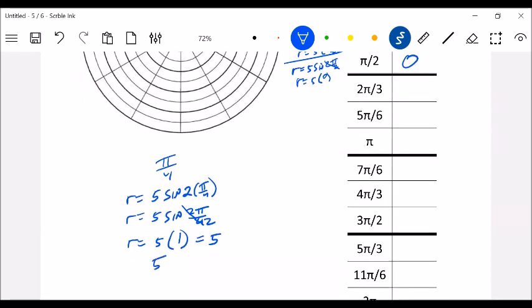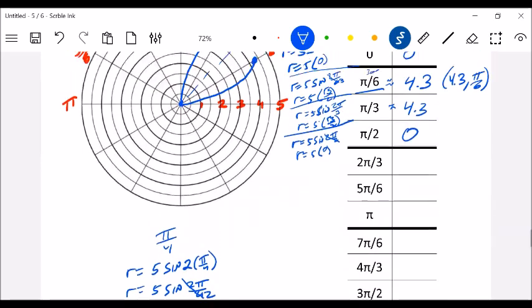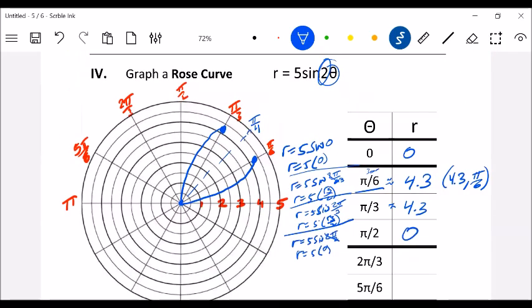So we get a radius of 5 at an angle of pi over 4, r and theta. Let's put that up here. At pi over 4, we go all the way to the 5 here, which means the last part is not too much of a straight line. There, so we have a petal. That's the first part of our answer. We have a correct petal here.